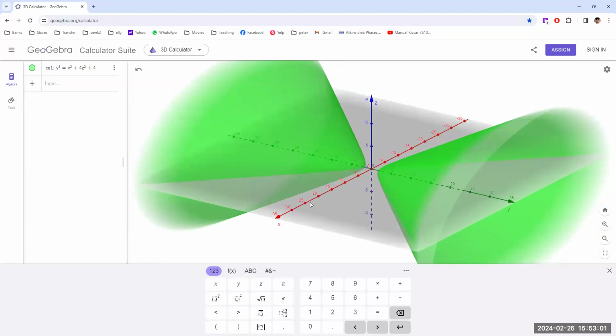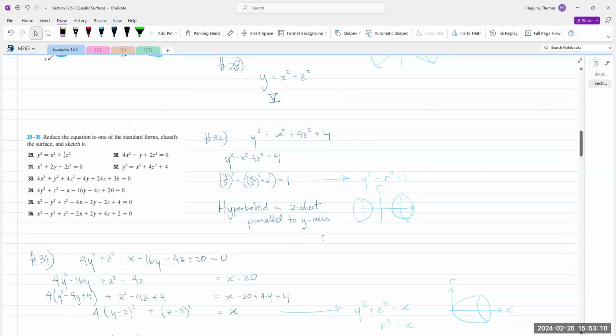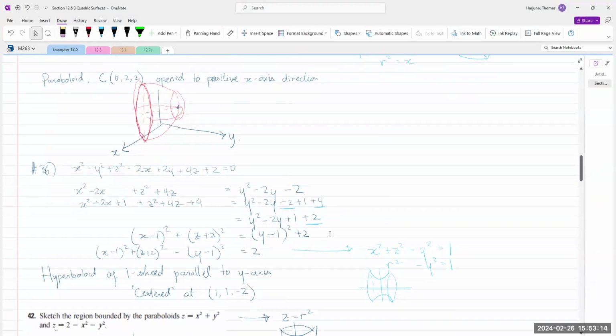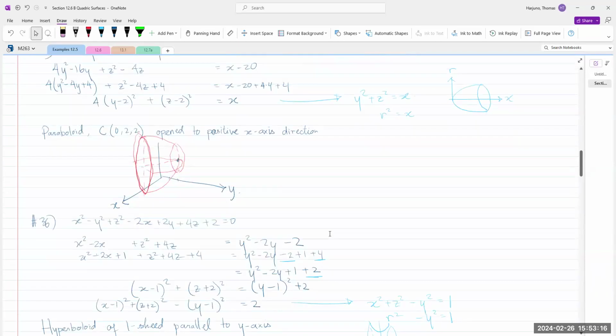Yeah, so it is a hyperboloid in two sheets. If we look back to our notes here, yeah, that's a hyperboloid in two sheets, right? Number 32. Number 34, number 36. Yeah, you could try to play with the graphing, okay?